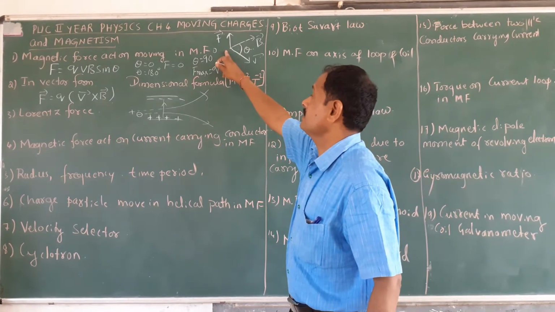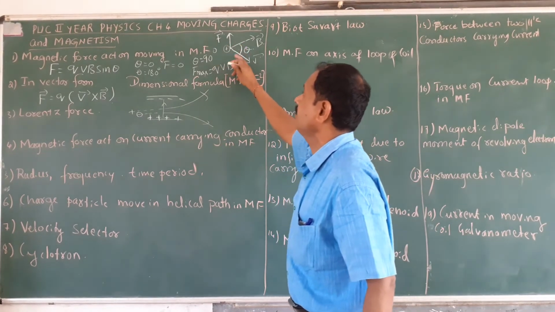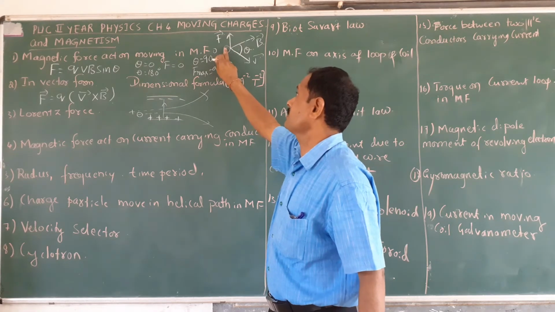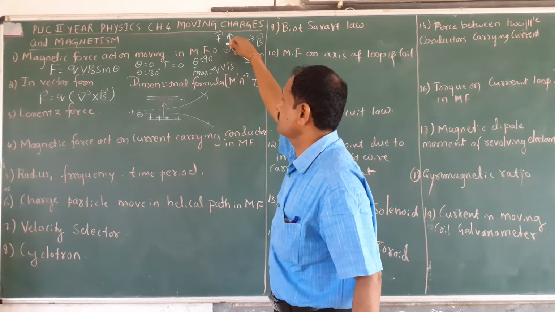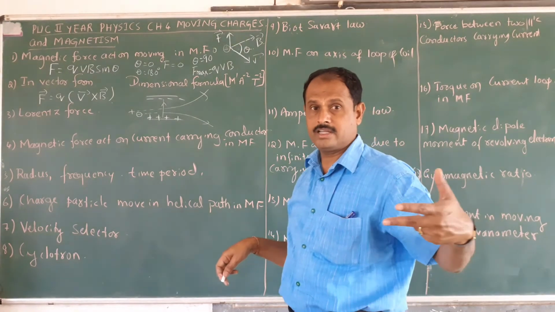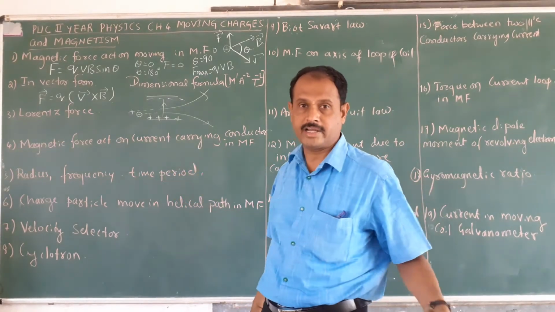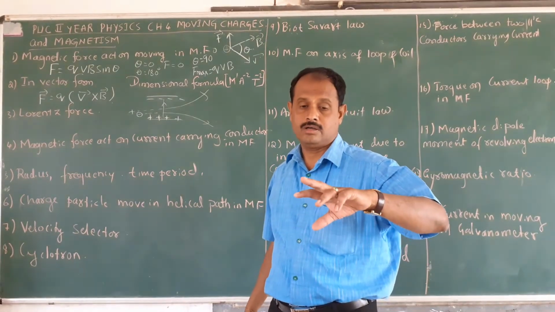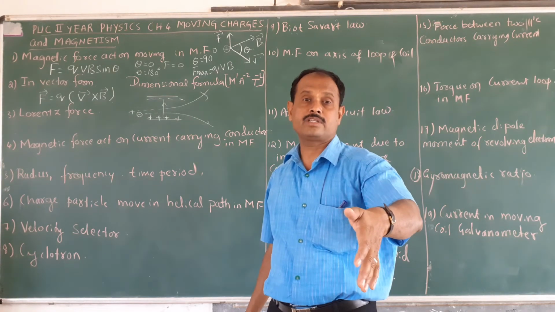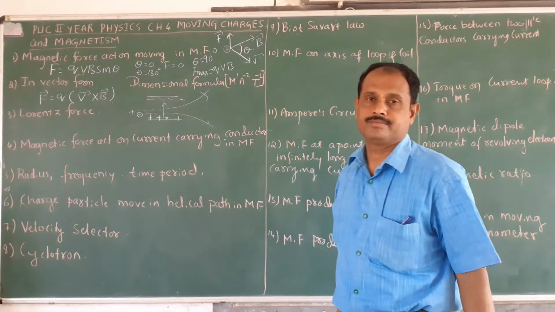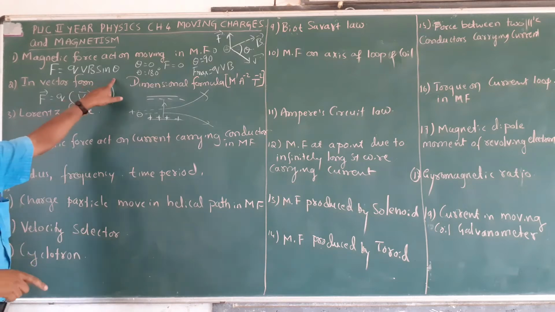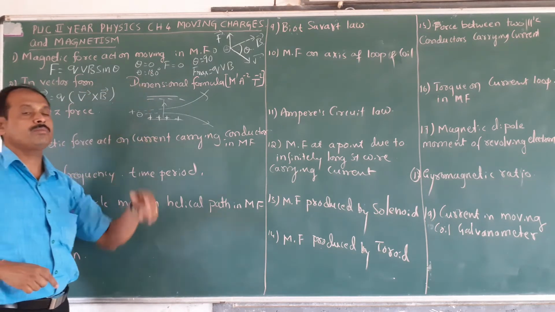Suppose a positive charged particle enters the magnetic field; the force acts on the charged particle in this direction. If instead of a positive charge you take a negative charge, the force acts in the opposite direction. If a positive and a negative charge enter the magnetic field simultaneously, the force acts on the positive charged particle in one direction and on the negative charged particle in the opposite direction. This is the magnetic force acting on a moving charged particle in a uniform magnetic field.